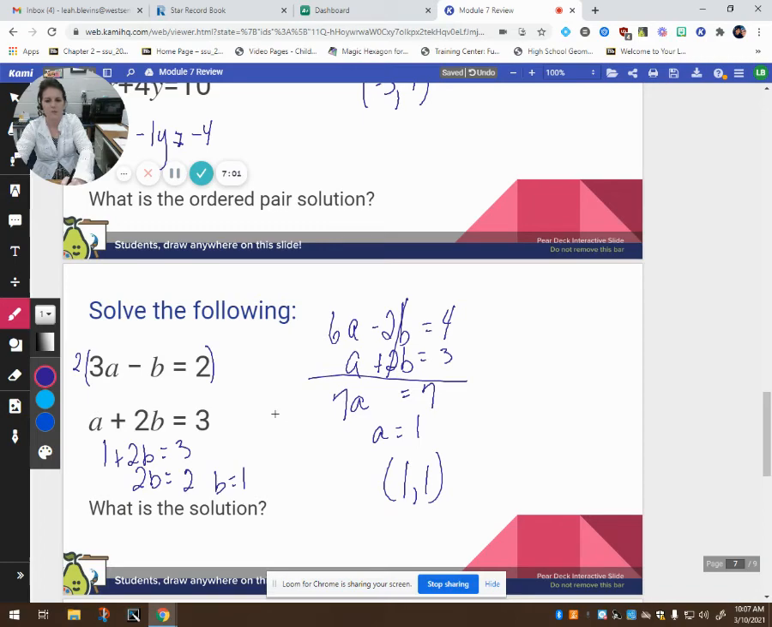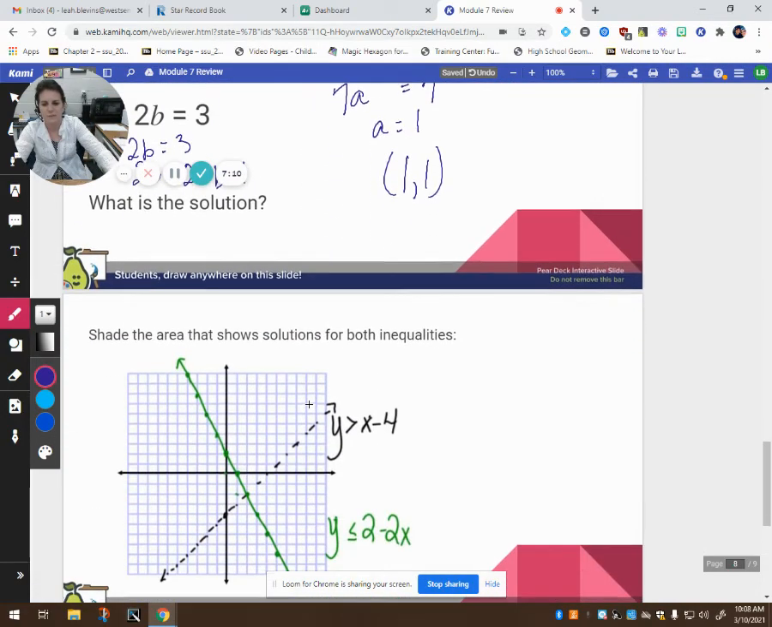We can check it. 3 times 1 is 3. Take away 1 is 2. 1 plus 2 times 1, which is 2. 1 plus 2 is 3. It works. So it is consistent and independent.